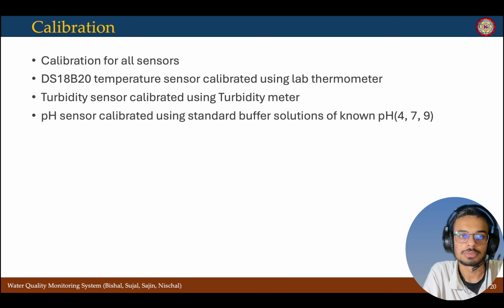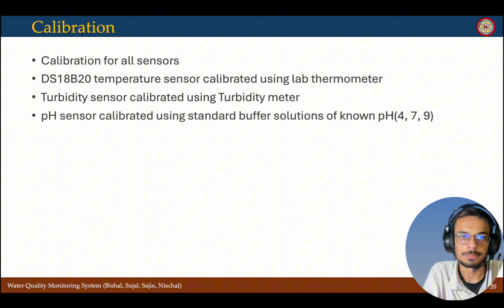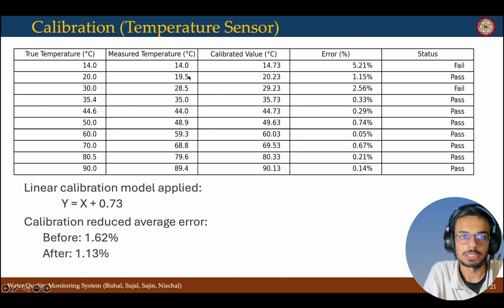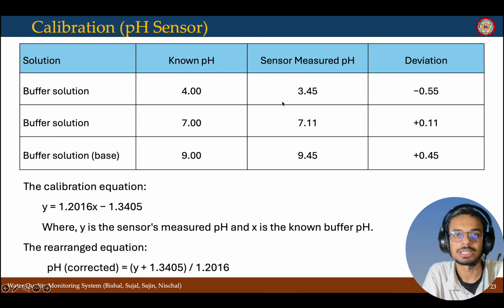Calibration: we have done the calibration of all the sensors. The DS18B20 temperature sensor was calibrated using a lab thermometer, the turbidity sensor using a turbidity meter, the pH sensor using a standard buffer solution and a known pH meter, and the TDS sensor also calibrated. This is the calibration table, and we have used this equation to reduce the error. Before, there was an error of 1.60% and after, 1.13%. This is the calibration curve, measured temperature versus true temperature. We can see we calibrate to validate the data.